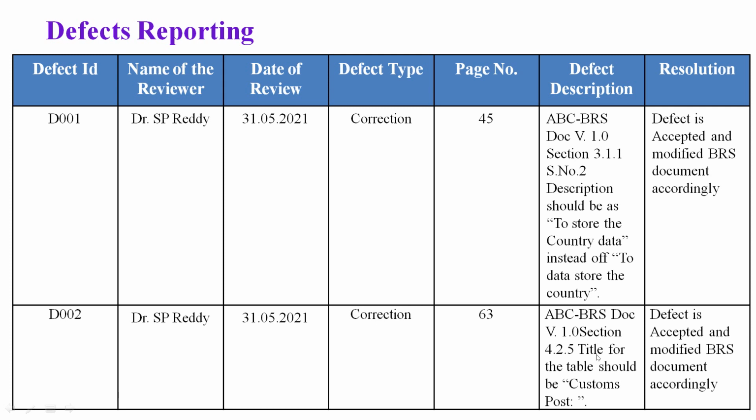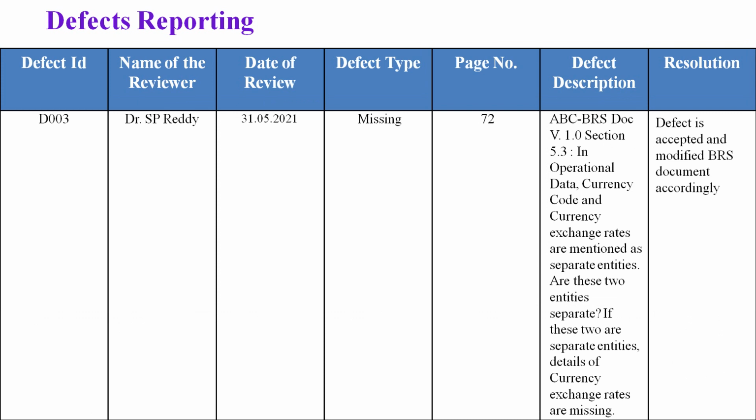I have reported the defect, and the resolution is updated by the author. Whatever defect I have reported, he accepted the defect and modified the document. After modifying the document, he will update this resolution: the defect is accepted and the BRS document modified accordingly.